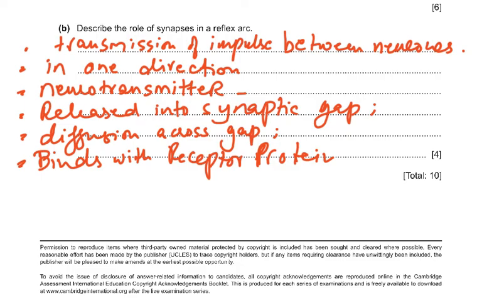So this is all a very direct question. Describe the role of synapses in a reflex arc: transmission of impulse between neurons, one direction, neurotransmitter released into synaptic gap, diffuses across the gap, and then finally binds with receptor protein.